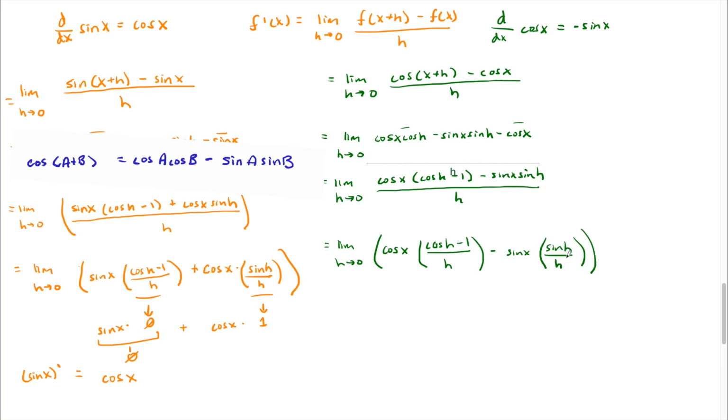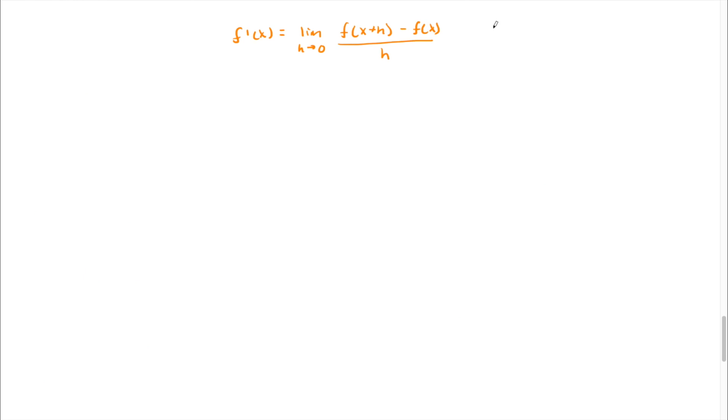Same thing with the common trig limit. So we know the first part evaluates to 0, second part evaluates to 1. So then we can get rid of that limit, h tends to 0, and we're left with cosine x times 0 minus sine x times 1. Well, that's going to evaluate to 0. And then we're left with the prime of cosine x equals negative sine x.